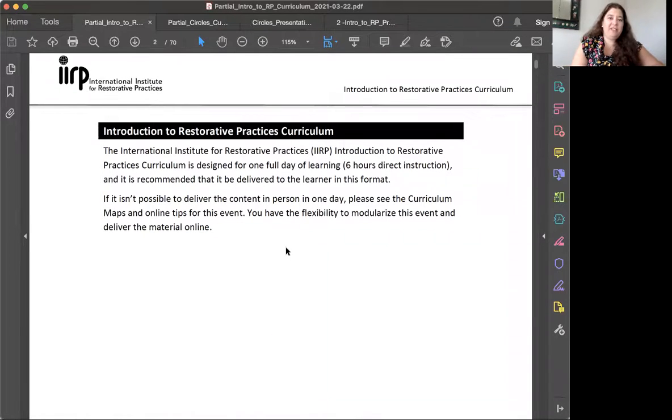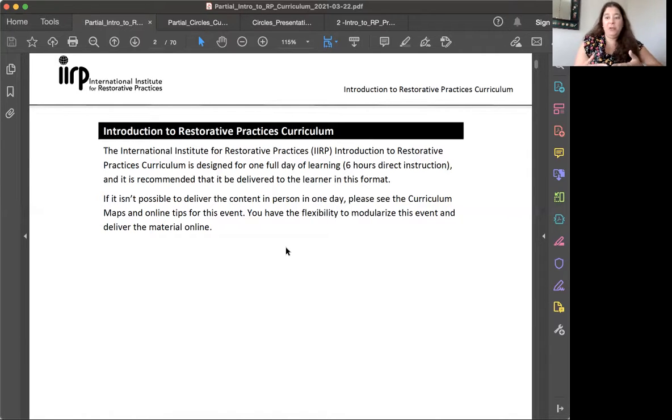This first part here just gives a little bit of a disclaimer, if you will. These trainings have been designed to be for one full day of learning, or 6 hours of direct instruction. So for Introduction to Restorative Practices, 1 full day, and Using Circles Effectively, 1 full day. We realize under the time constraints that we have and our schedules, it may not be possible to deliver all of this content in full days in person.